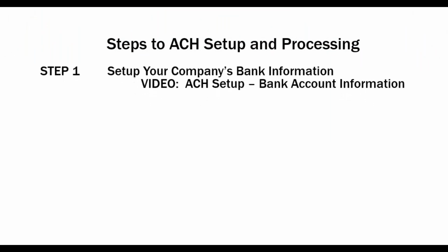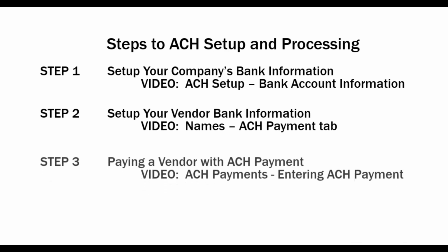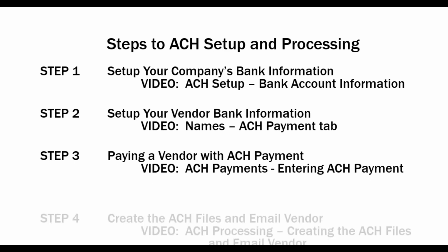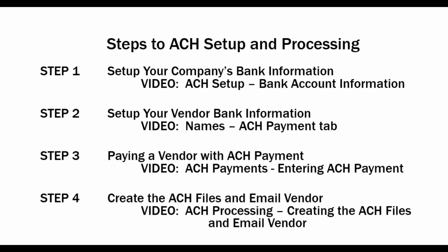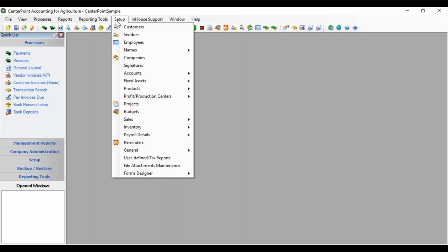We'll have to set up some bank information on your checking account. The vendor that you're paying with the ACH option will also need some bank information assigned. And then in the payments, there'll be an option to do ACH, and we'll have a video to show you how to do that, as well as a video of creating the ACH file that you'll be sending to your bank. Let's begin by going to our bank and set up the information for the ACH.